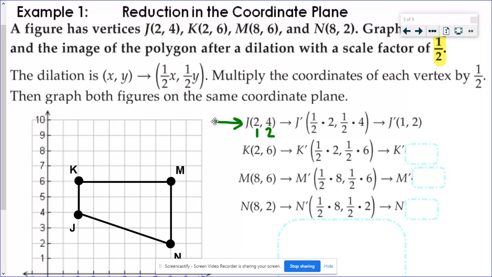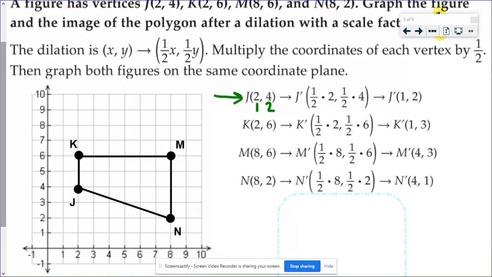Don't forget the parentheses, don't forget the comma. For point K, 2, 6 gets cut in half, and that would be 1, 3 for K prime. For M, I had 8, 6, cut them both in half. For M prime, I'm going to have 4, 3. And for N, it would be 8, 2 turns into 4, 1. When I graph those points, I would have that J prime is at 1, 2. K prime is at 1, 3. M prime is at 4, 3. And N prime is at 4, 1.